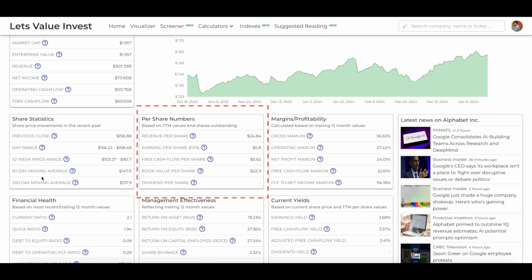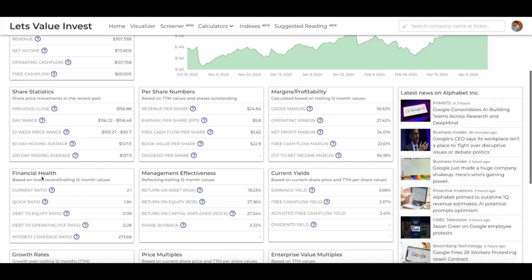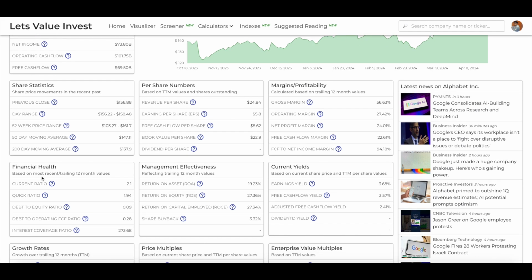Per share number shows per share values for the last 12 months for revenue, earning per share, free cash flow per share, book value per share, and dividend per share if the company pays any dividend.